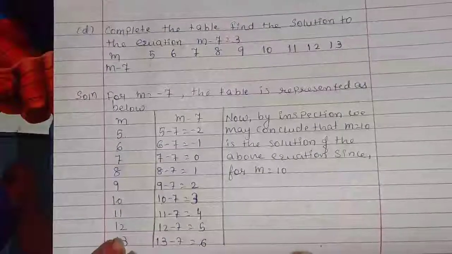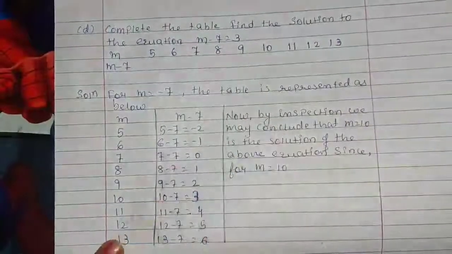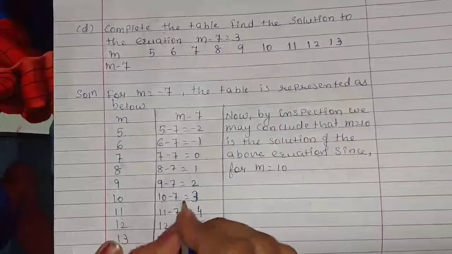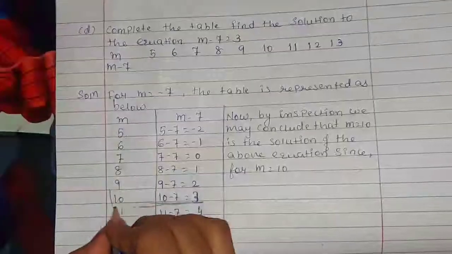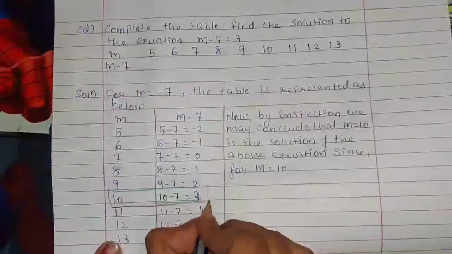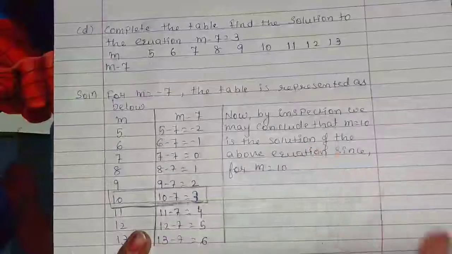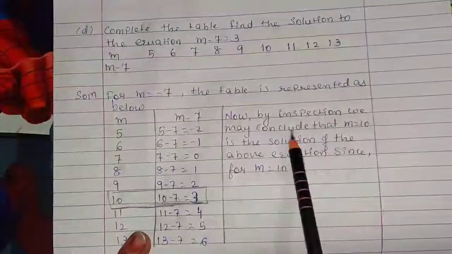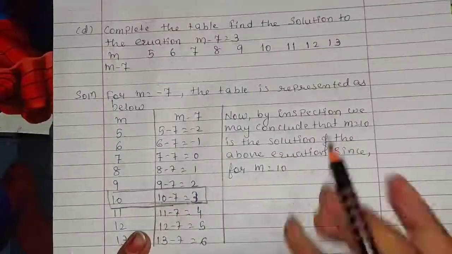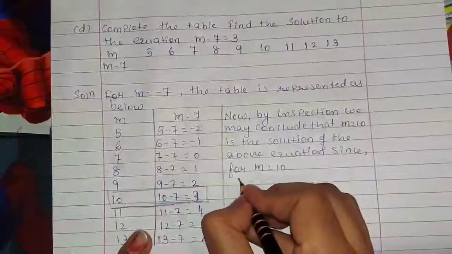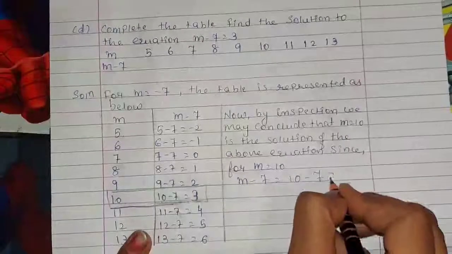So what is asked in the question? It is asked that we have to find m minus 7 equals 3. So when are we getting m minus 7 equals 3? While substituting 10. m equals 10. If we substitute, then 10 minus 7 equals 3. So let us write the answer. Now by inspection, we may conclude that m equals 10 is the solution of the above equation, since for m equals 10, we get m minus 7, that is 10 minus 7 equals 3.